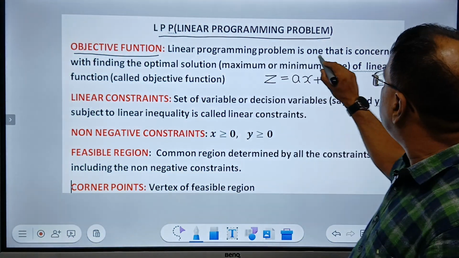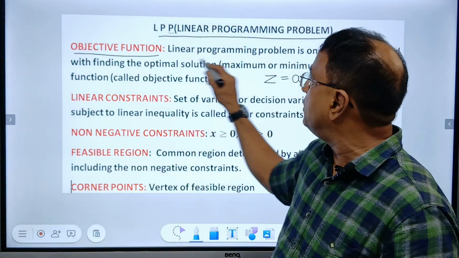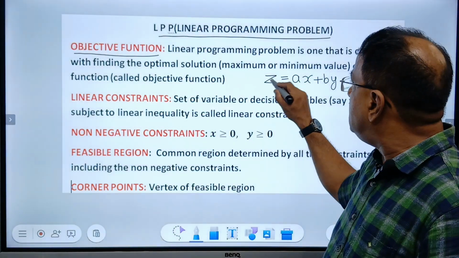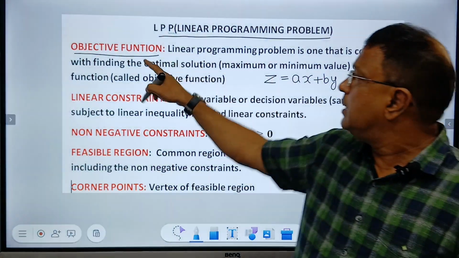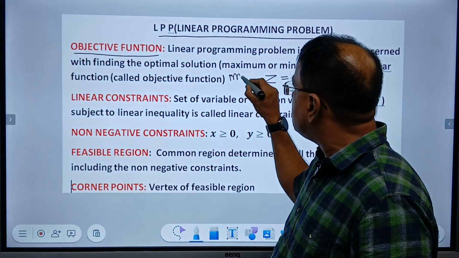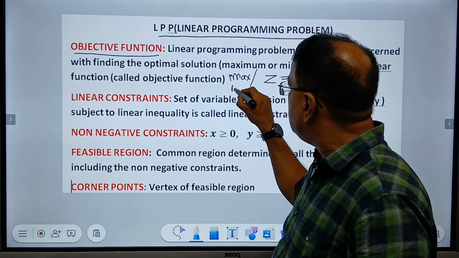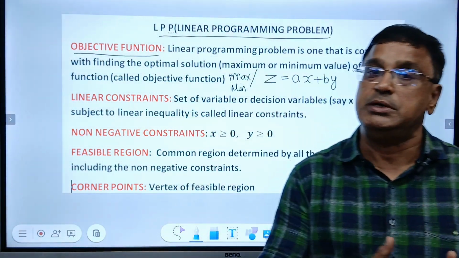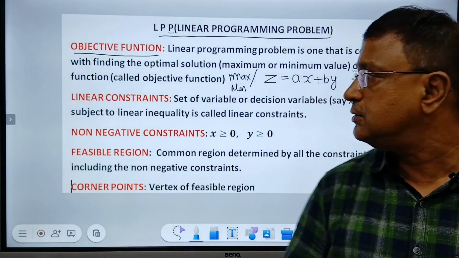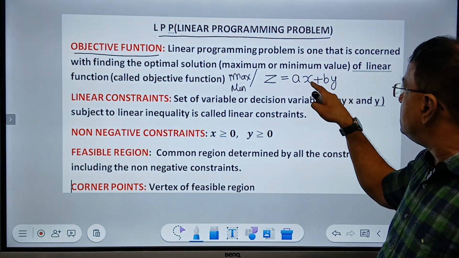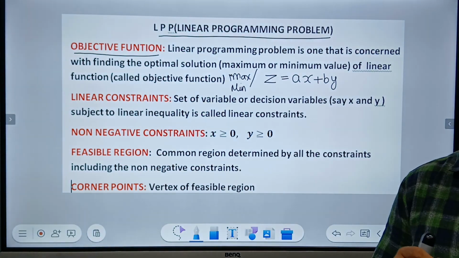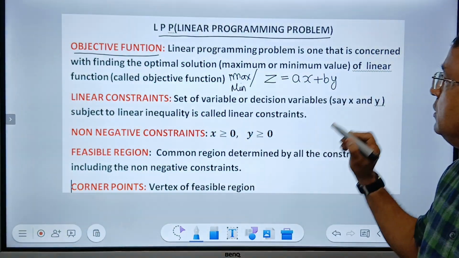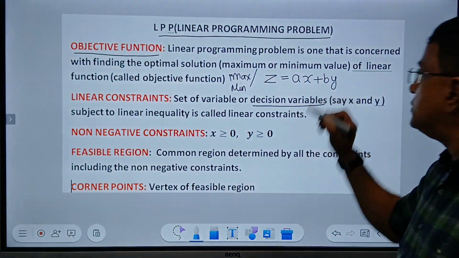A linear programming problem is one which is concerned with finding the optimal solution, that is, maximize or minimize. So z is a linear function. So I will write either maximize or minimize z equal to ax plus by. That is my objective. Either I have to maximize the problem or I should minimize it. And this x and y are called decision variables, or otherwise called variables. See this? It's a decision variable.